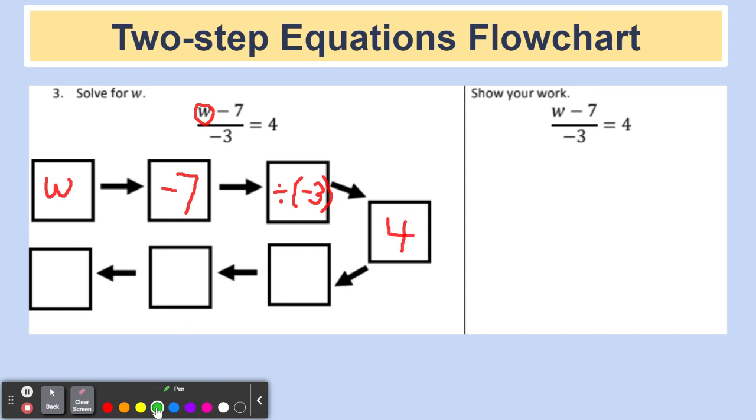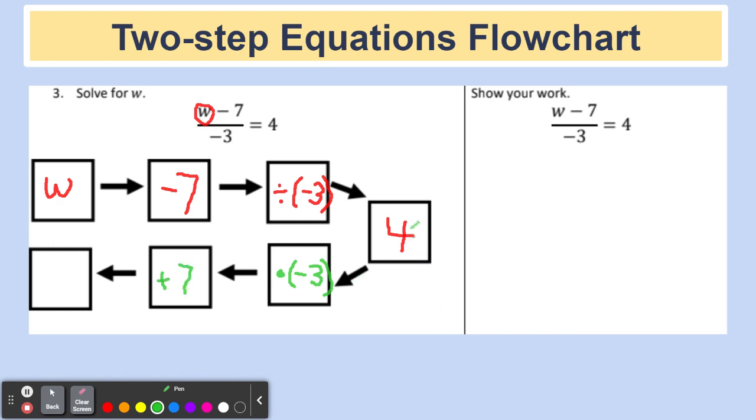So now to solve for W, we need to undo these operations. So what would the opposite of dividing by negative 3 be? Well, that would be times negative 3. And what would the opposite of minus 7 be? Well, that would be plus 7.